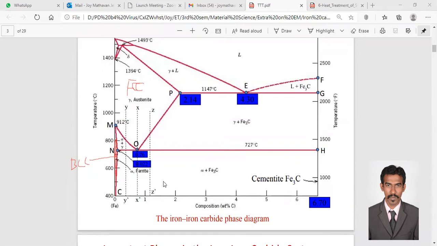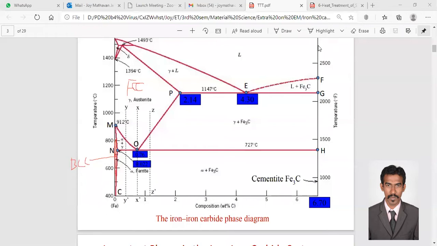Now we have cementite, that is Fe3C, right? Fe3C is called cementite, right? This shaded region is the alpha Fe. So what about this region, right? What about this whole region? This region has alpha plus Fe3C. Why? Because we have 6.7 Fe3C. So here cementite is Fe3C.